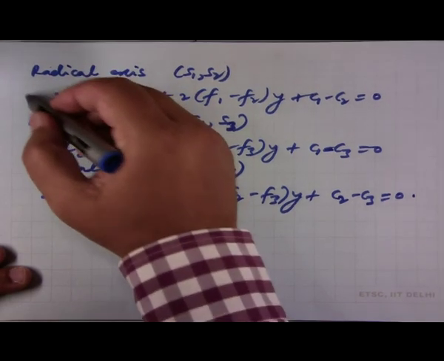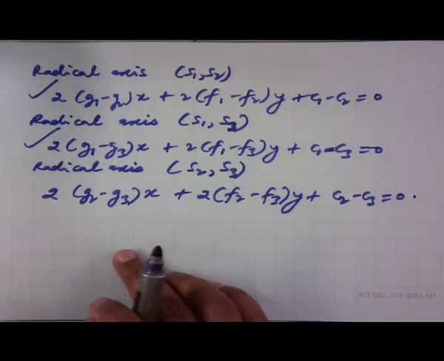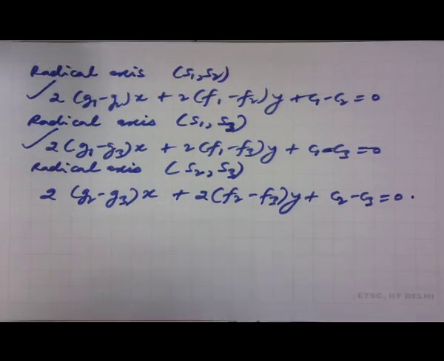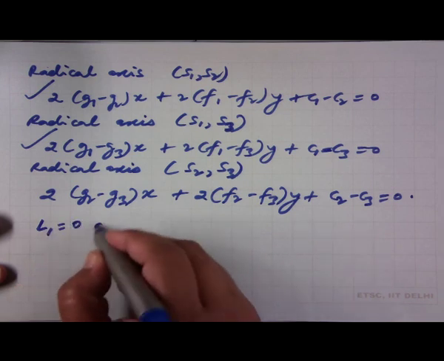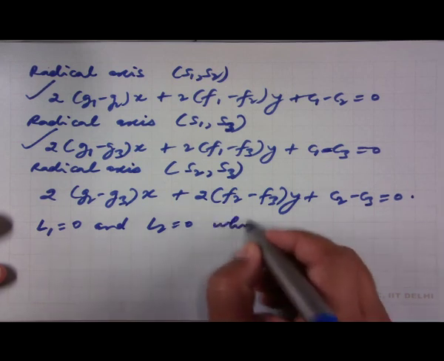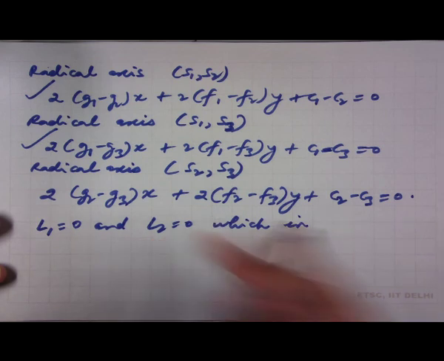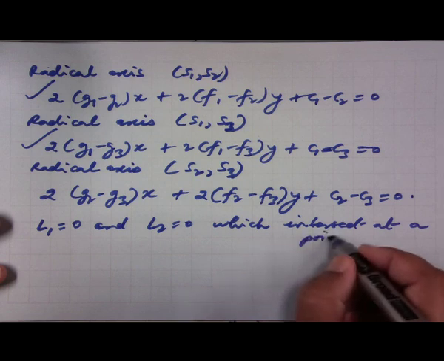Now, we saw that these two radical axes were intersecting at a point C. Now, from the lectures on straight lines, we already know that, suppose we have two straight lines, L1 equal to 0 and L2 equal to 0. So, these are two straight line equations which intersect at a point C.